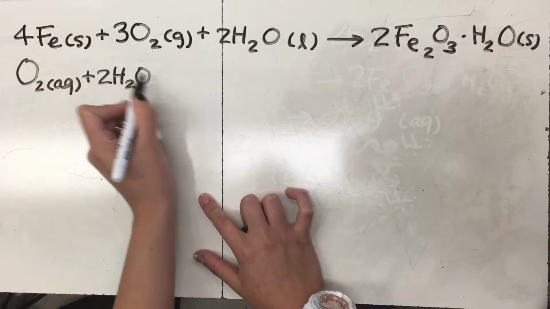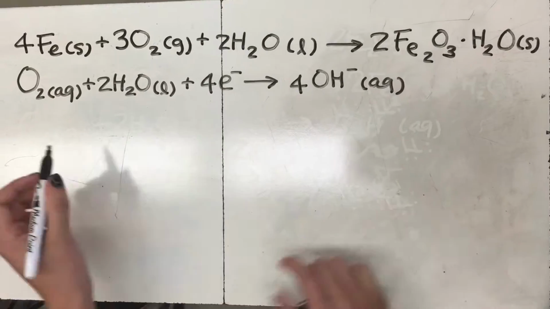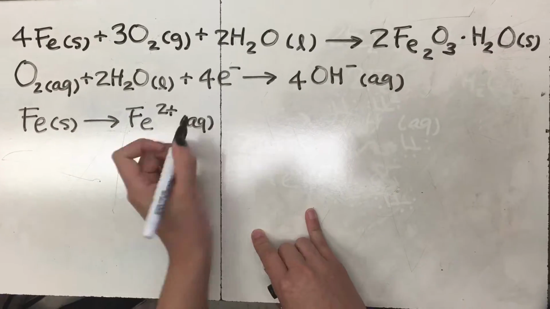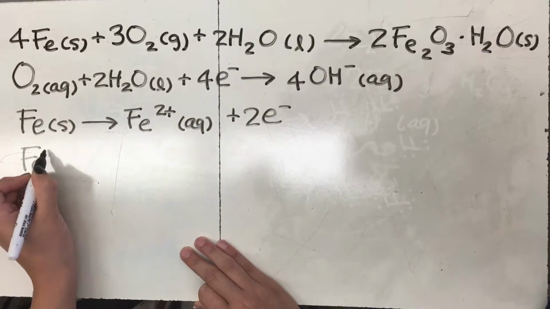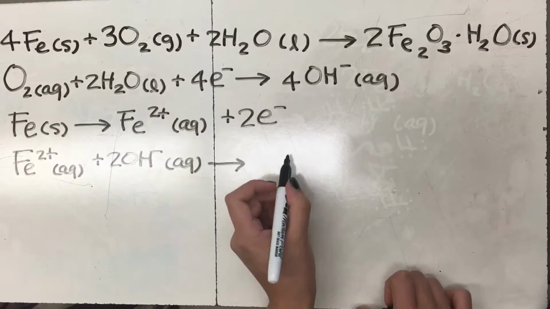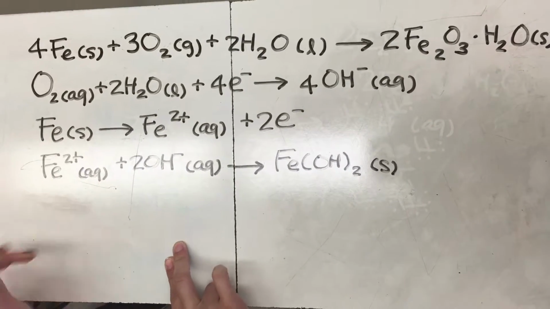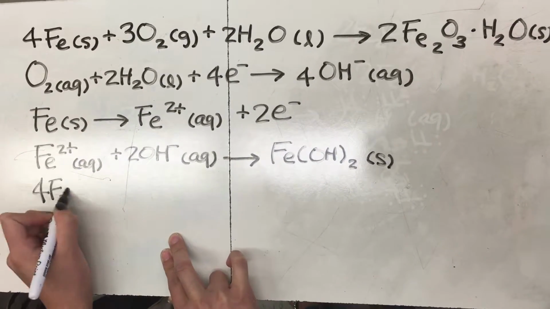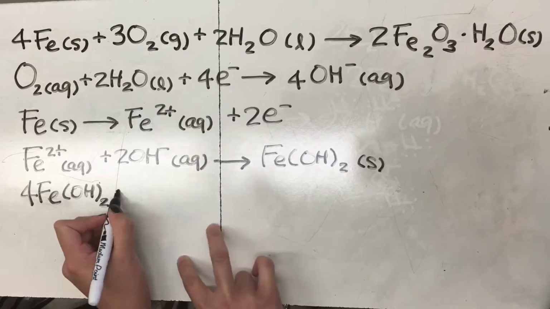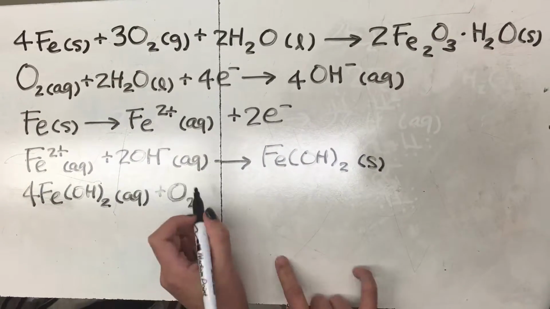Oxygen is reduced to hydroxide ions on the surface of iron. Iron is oxidized, losing 2 electrons. The iron 2+ ions combine with the hydroxide ions to form a precipitate of iron hydroxide. Dissolved oxygen quickly oxidizes this precipitate to rust.